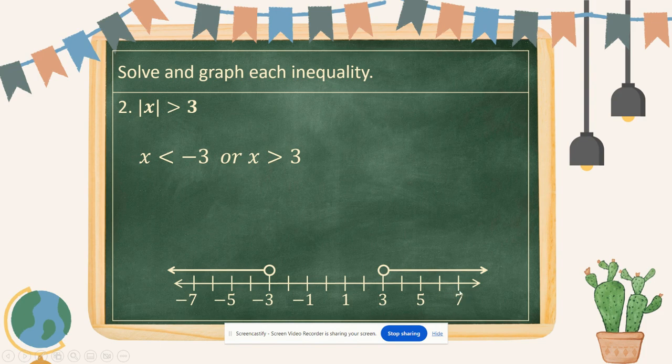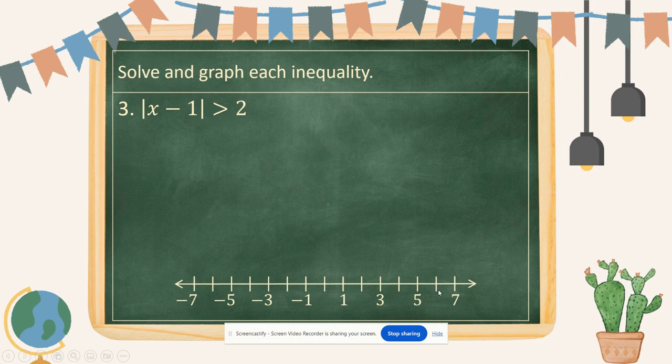Let's try 7 over here. The absolute value of 7 is 7. Well, 7 is greater than 3, right? So that makes sense, okay? Greater than acts like or. Okay, number 3.